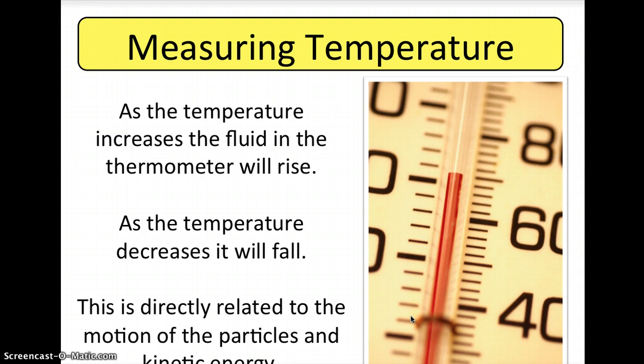So again, as the temperature increases, the fluid in the thermometer will rise. As the temperature decreases, it will fall. This is directly related to the motion of the particles and kinetic energy.